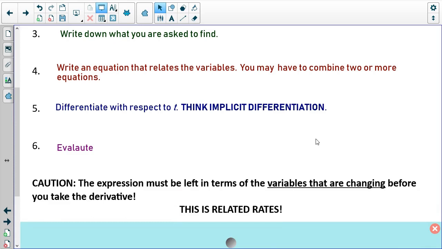Note that the expression must be left in terms of the variables that are changing before you take the derivative. A lot of times people want to substitute in numerical values that they have given in the problem, but those values are going to change at certain times, unless there are some problems that have something that is clearly constant throughout the whole problem. But if that's the case, it's going to be told to you that it's constant throughout the whole problem. If it's not constant the entire time, you have to leave it as a variable when you take the derivative. If you don't, then you're probably going to get it wrong.